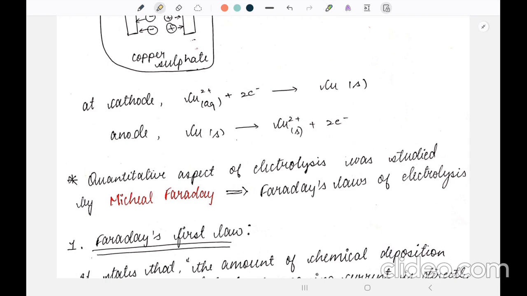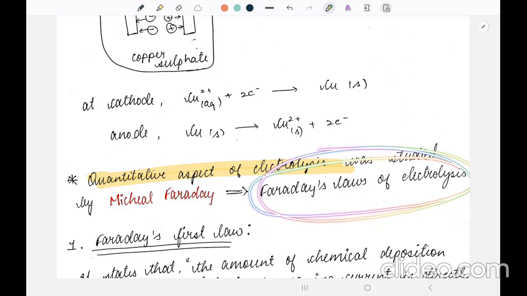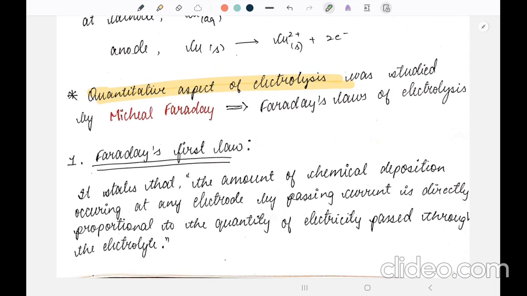Basically, the quantitative aspect of electrolysis was studied by Michael Faraday, and his laws are known as Faraday's laws of electrolysis. Faraday's first law states that the amount of chemical decomposition occurring at any electrode by passing electricity is directly proportional to the quantity of electricity passed through the electrolyte.